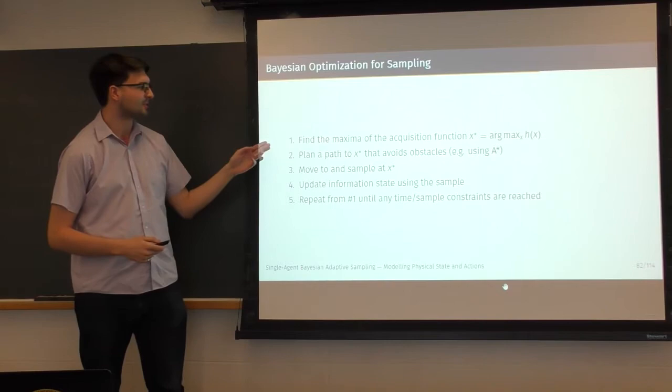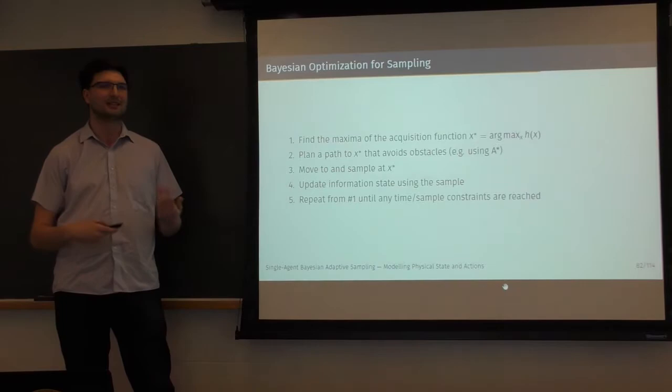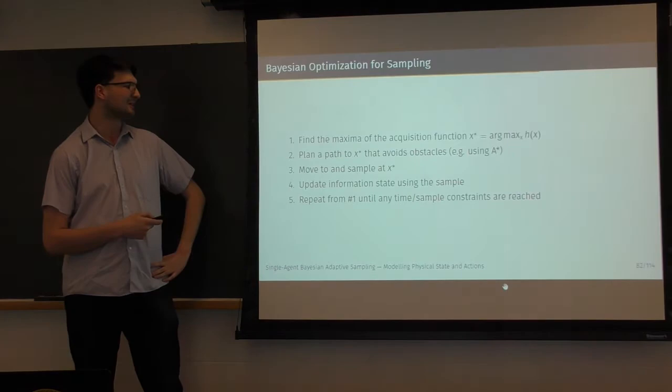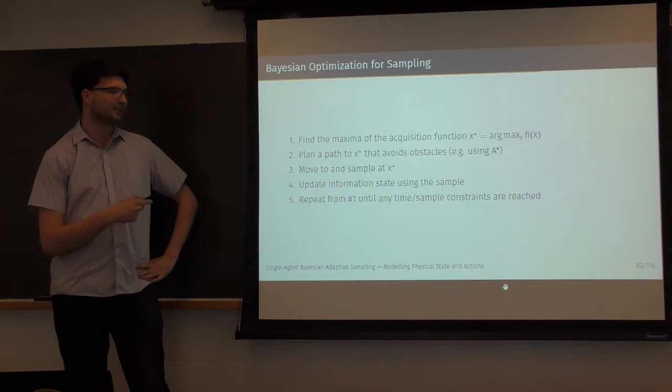The first thing we're doing is finding the maxima of the acquisition function. That hasn't changed. What's important is we do have a path to that maxima, and we might need to avoid obstacles if there are any. We haven't been considering that. Actually, we're not going to, but that would be important. Now you actually have to physically move to that location and take a sample there. You can't just sample there instantly. And then, as usual, you update your information state.